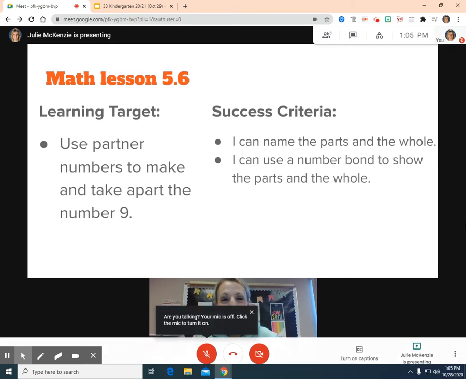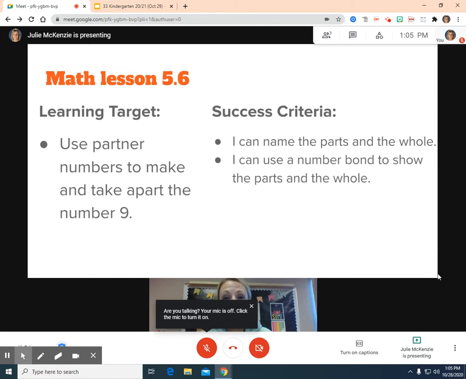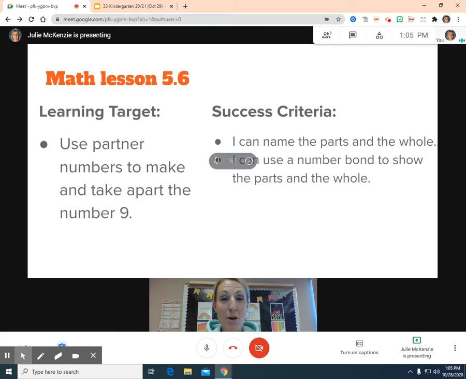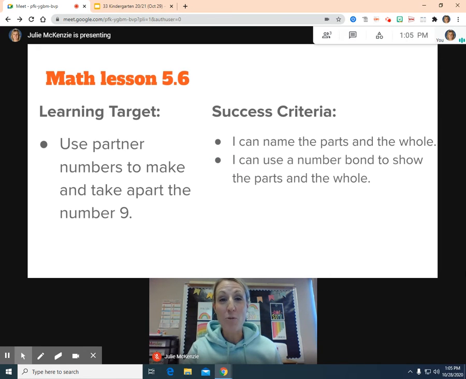Hi, boys and girls. It's time for us to do some math together again. Today we are going to do some more talking about number bonds, all the way up to the number 9. Take a look at our learning target for the day.